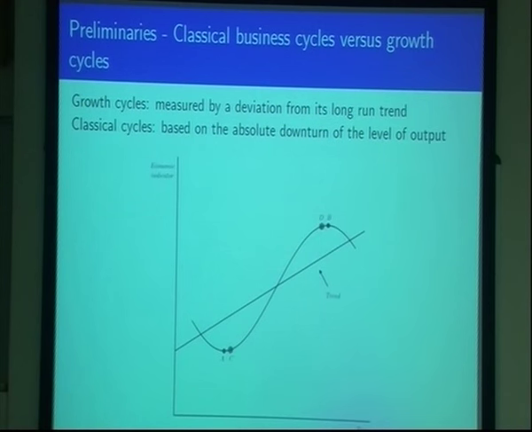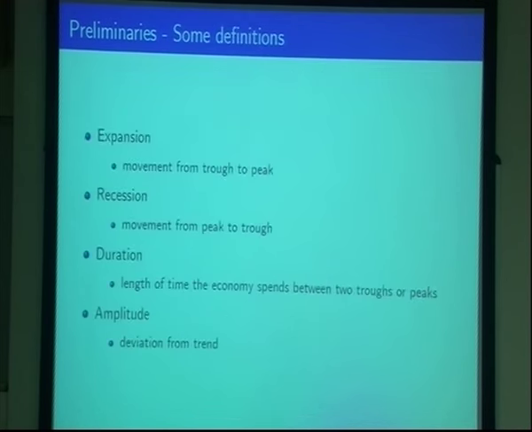Now the classical component would have a slightly shorter recession because it's in an absolute sense, and therefore the trend is still there. So that should enable the economy to pick up faster. When you measure things using the classical cycle, you would expect the economy to have a slightly smaller recession. But when you're looking at growth cycles, you're looking at departures from trends, and that leads to a slightly different interpretation. So those are just definitions.